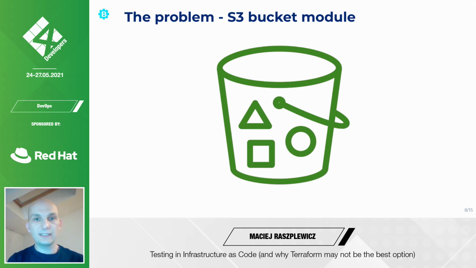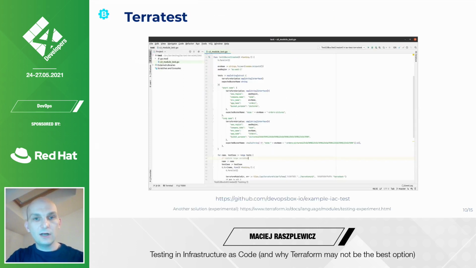So there are things like your company name, your environment, application. Why should we have naming conventions? There are multiple reasons, but one thing to remember: S3 bucket names are global, so you don't want to have conflicts with other S3 users. Okay, so I will show you Terratest now, and first of all, I will show, of course, how the module is implemented.